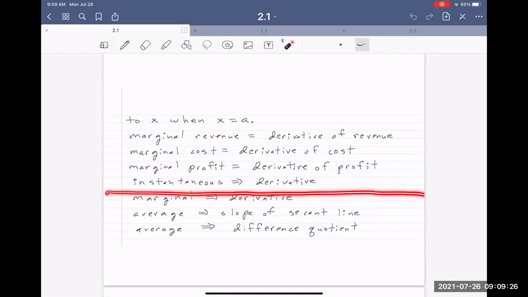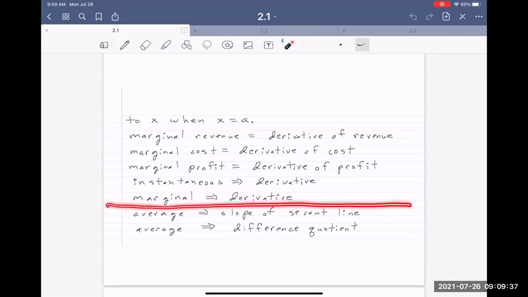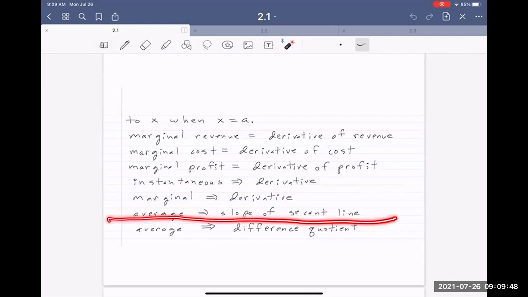Again, when you say instantaneous, think of derivative. So instantaneous velocity is the derivative of the position function. Whenever you say instantaneous, take the derivative. Whenever we say marginal, take the derivative. If we say average, you don't take the derivative. It's the slope of your secant line. It is the difference quotient.